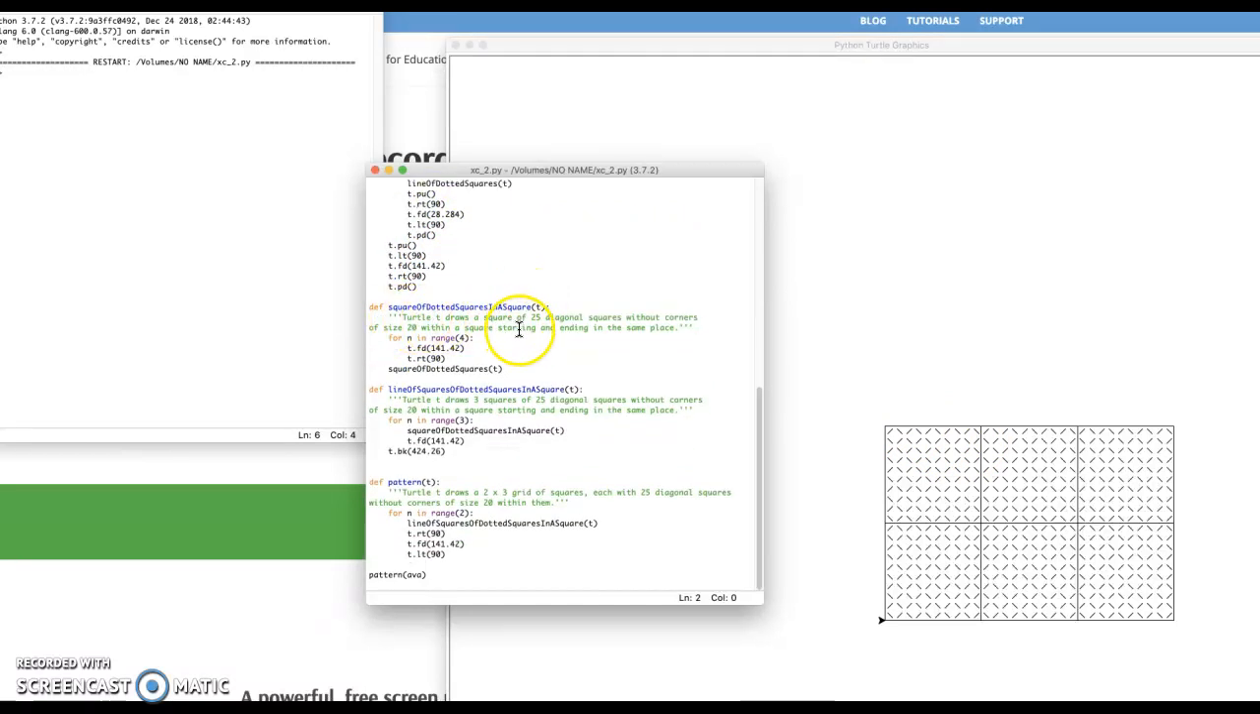Now this function pretty much just draws a big square around the square made out of the squares. So it draws this square here around the 25 smaller squares. So it just draws 4 lines and then does the square of the 25 squares.